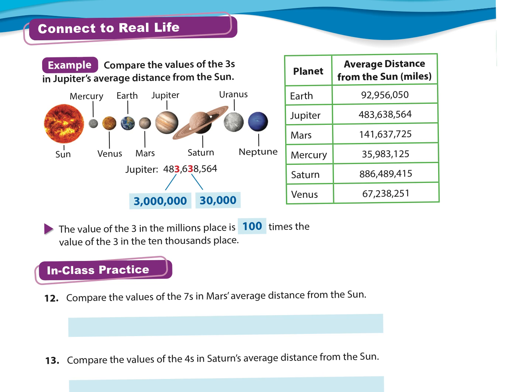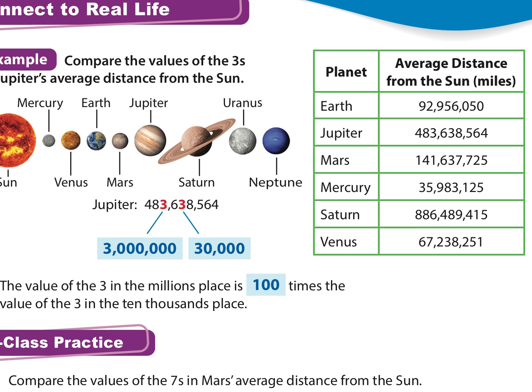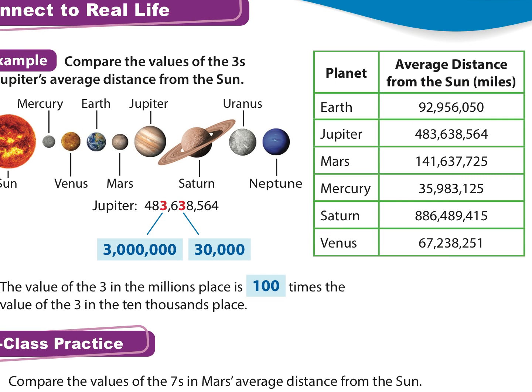All right, number 12. Number 12 says compare the values of the 7s and Mars's average distance from the sun. So if you look above, you see that table, and it breaks down all of the information about 6 of our planets. So it's giving you an example. It's comparing the 3s in Jupiter, and it's showing that 3 million is 100 times greater the value of the 3 in the 10,000s place. Remember, when it's 100 times greater, you're adding how many zeros?